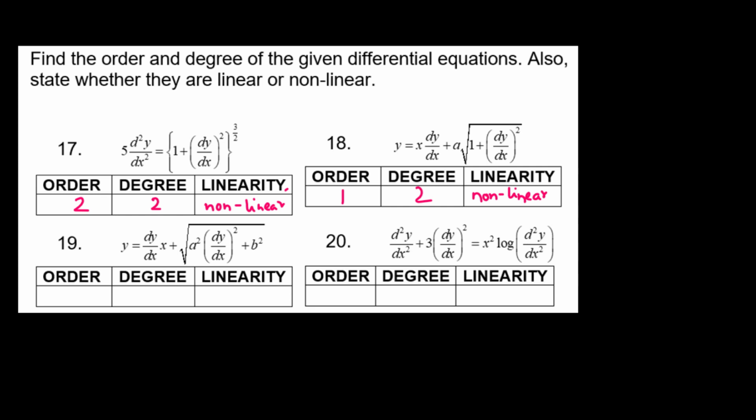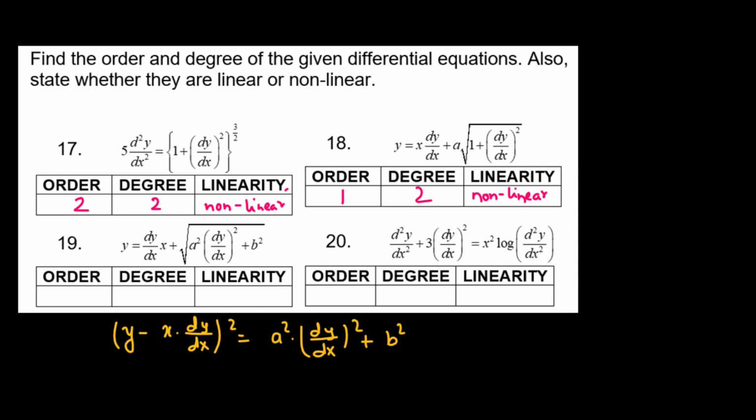Number 19. y equals the first derivative of y with respect to x times x plus the square root of a squared times (dy/dx) squared plus b squared. Proceeding as before, we have to get rid of the square root term, so we rewrite it as y minus x times dy/dx equals the square root of a squared times (dy/dx) squared plus b squared, and square both sides. That gives us (y minus x times dy/dx) whole squared equals a squared times (dy/dx) squared plus b squared.